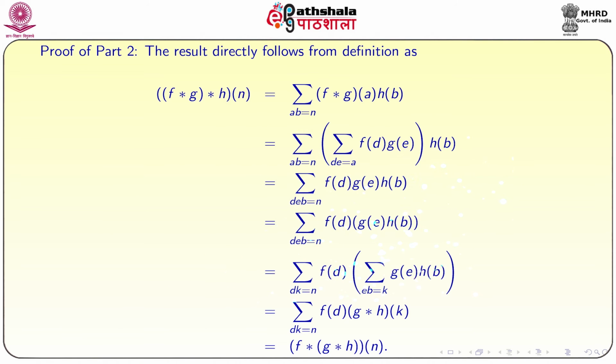So, we have that d into e into b is equal to n, f of d into g of e into h of b. So, by rewriting it, we are going to get the required result, that is, this is also equal to f star of g star h of n. So, this is true again for all n. So, that is why f star g star h is equal to f star g star h. So, convolution product satisfies associative property as well.